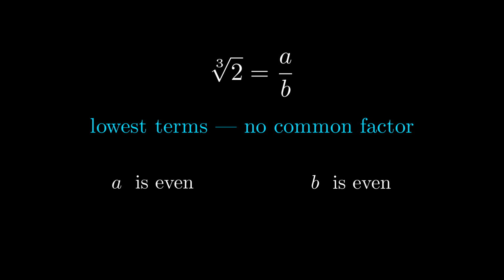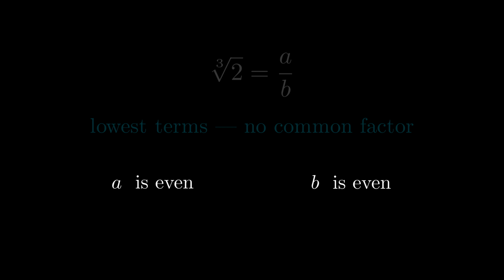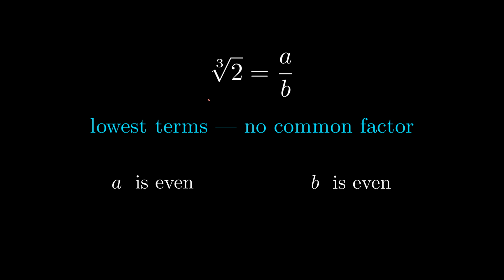Maybe you're thinking, fine, cancel it and carry on. But look back at the assumption. We said the fraction was in lowest terms. Fully cancelled, nothing left to take out. That was the deal. Both of these can't stand at once. So the assumption breaks. The cube root of 2 was never a over b at all.